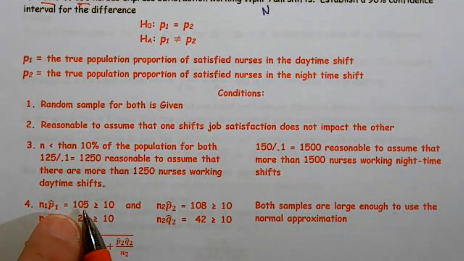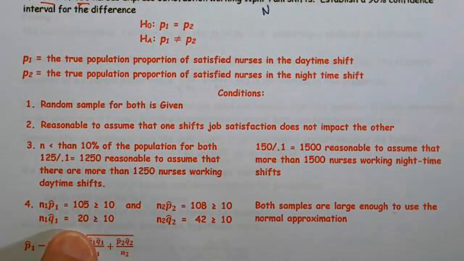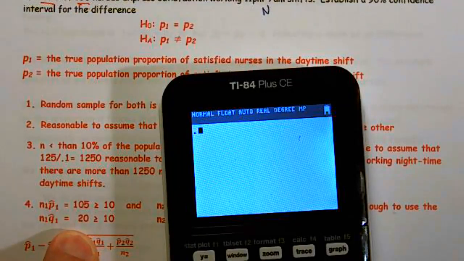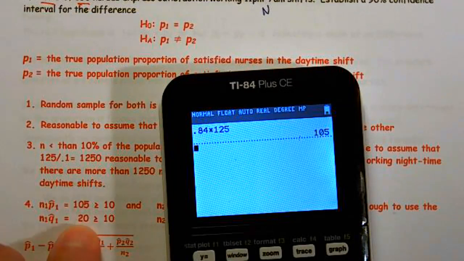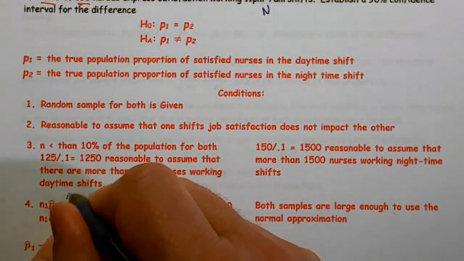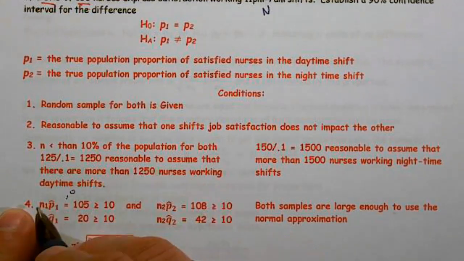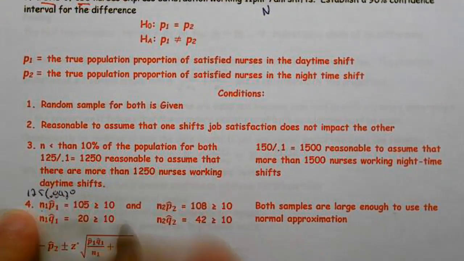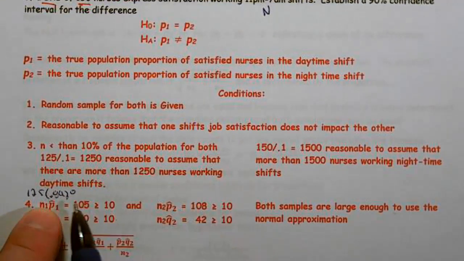In P, let's see, we had NP is 105. Well, where did that come from? Well, because we had 84%, so 0.84 times 125. So that's 105. So this came from 0.84. Because remember, this is 125 times the 0.84. So 105 said that they were satisfied.